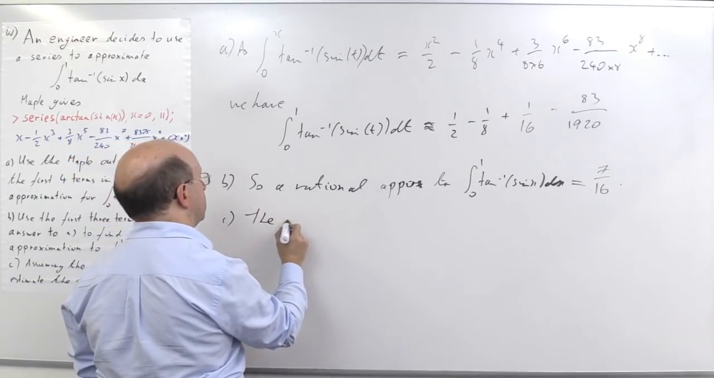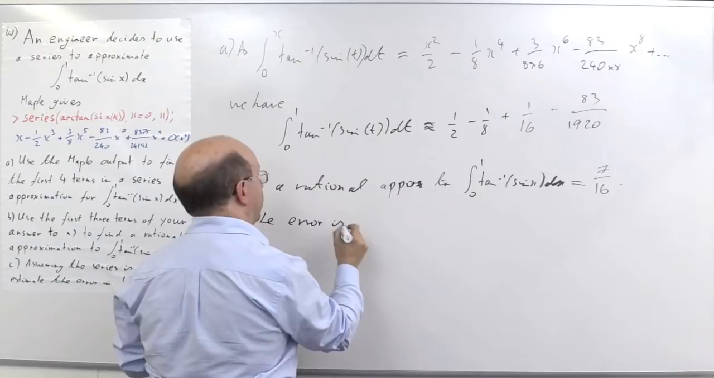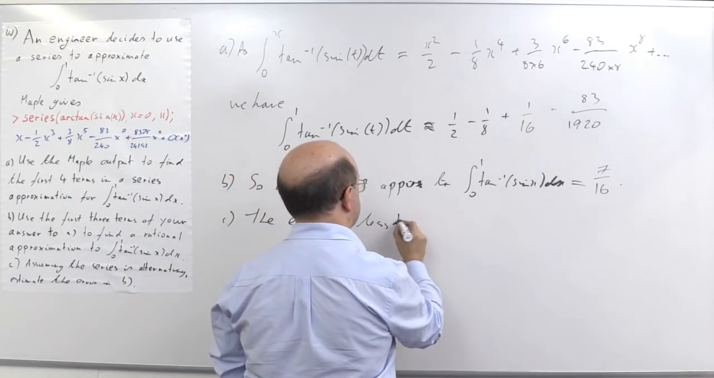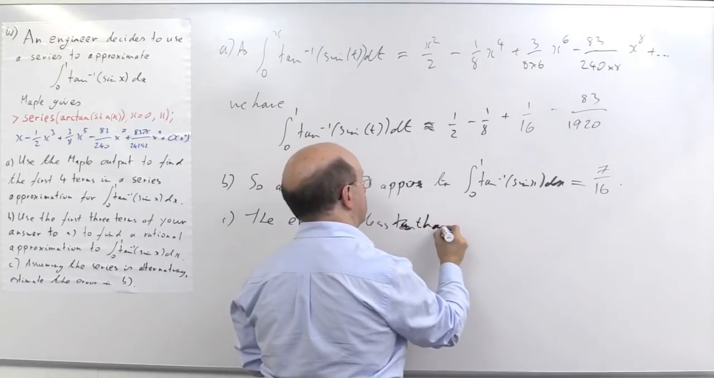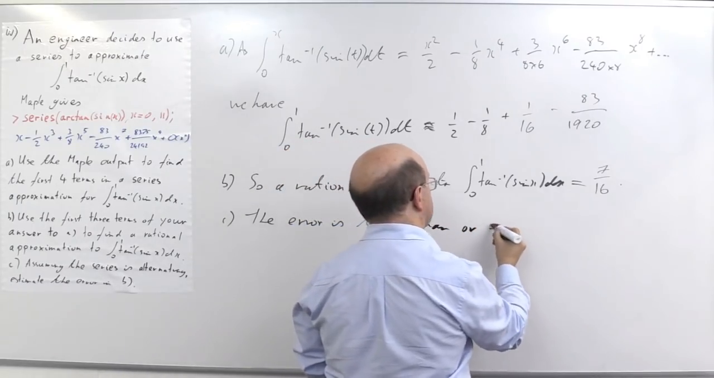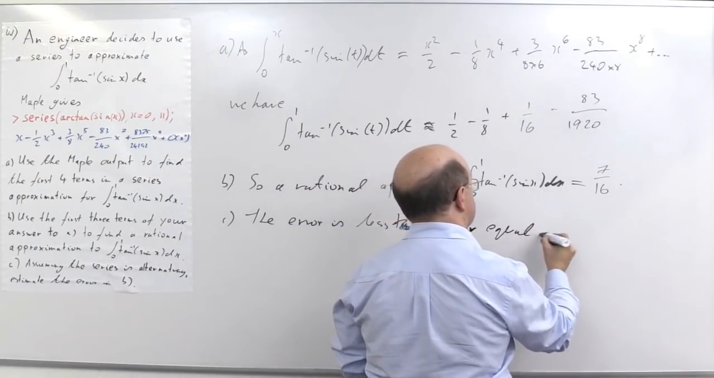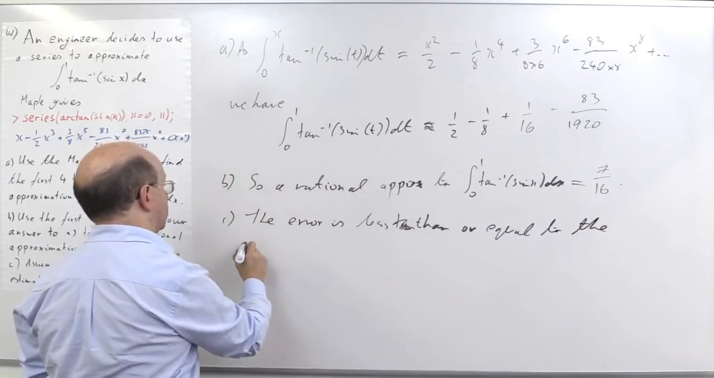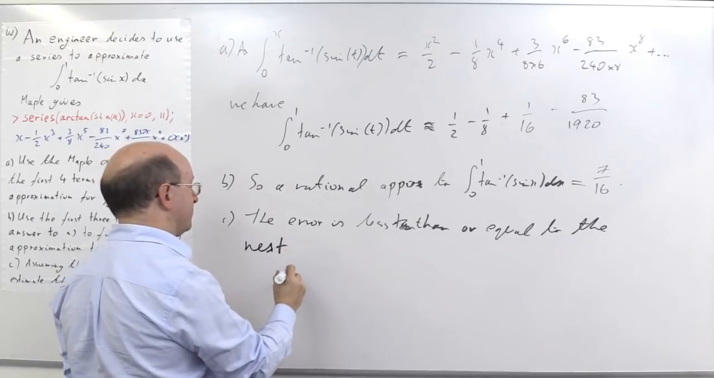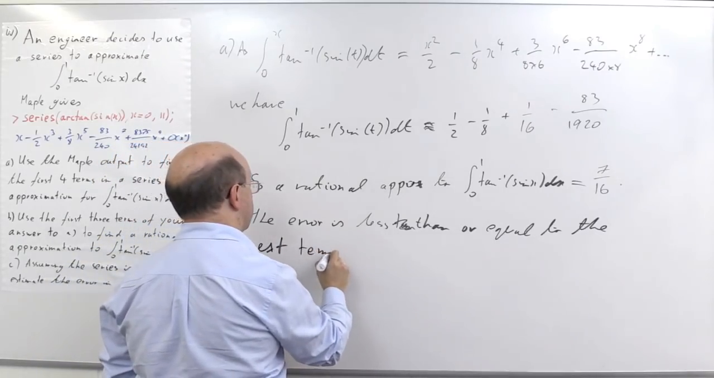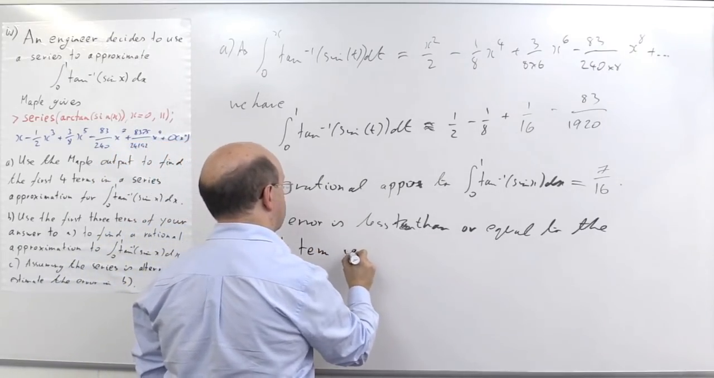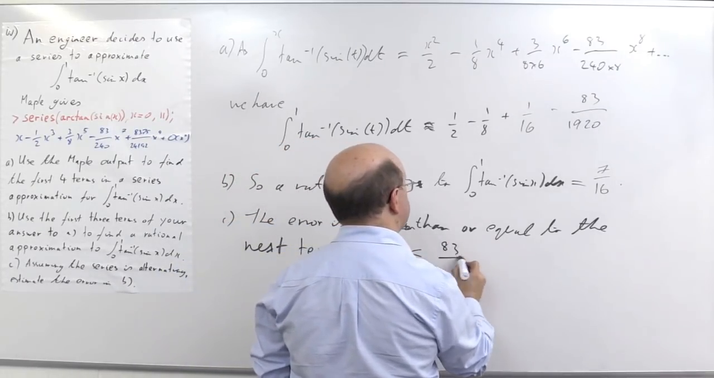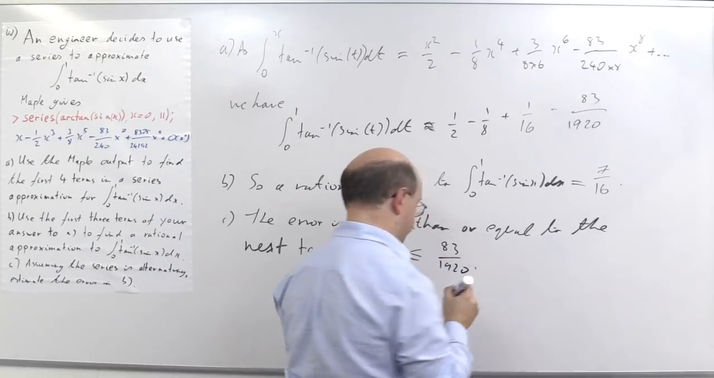The error is less than or equal to the next term. Sorry, let me start writing a little larger, I'm writing smaller. The next term, i.e., is less than or equal to 83 over 1920.